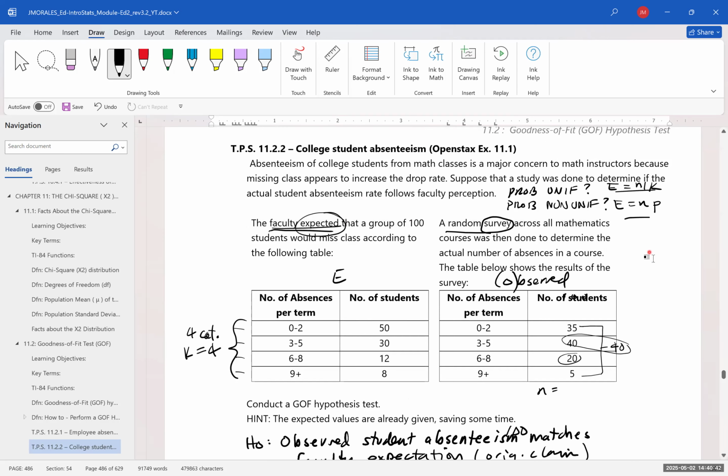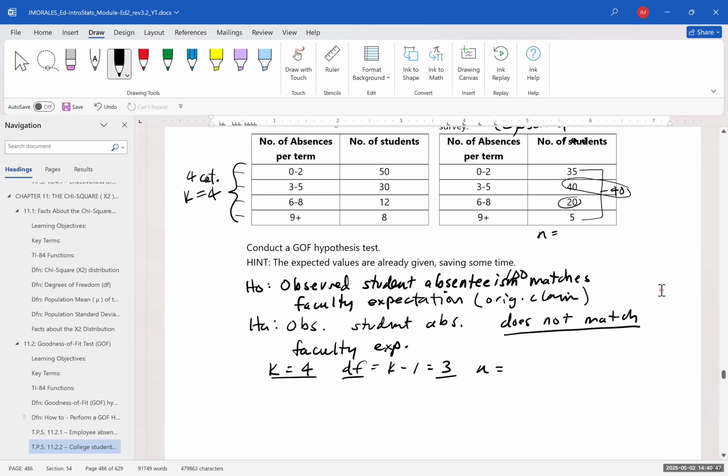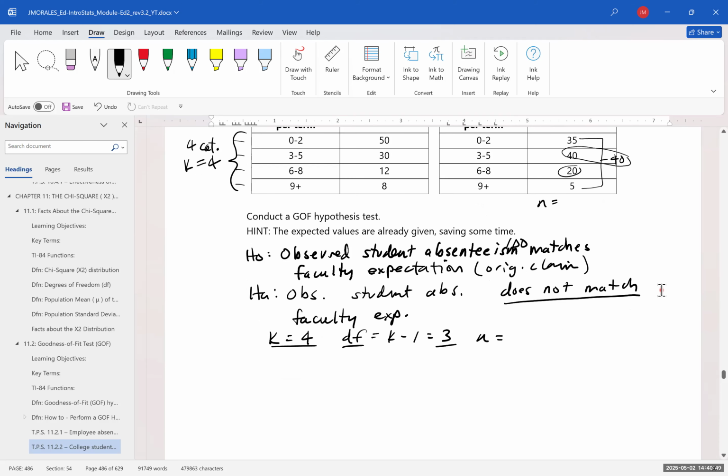We weren't given any information about the confidence level or the significance level. So I'm just going to put no confidence level given. Therefore, a 95% confidence level can be assumed. And that means we've got a significance level of 0.05.